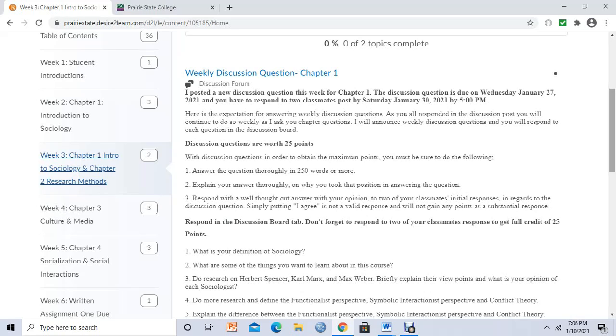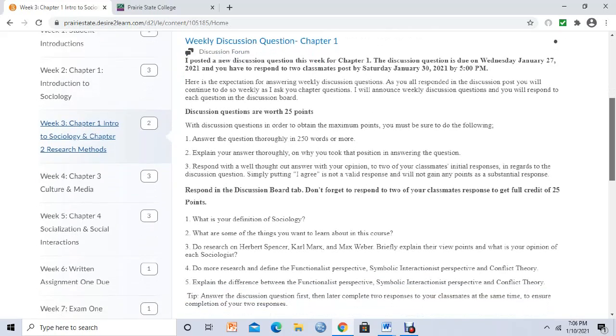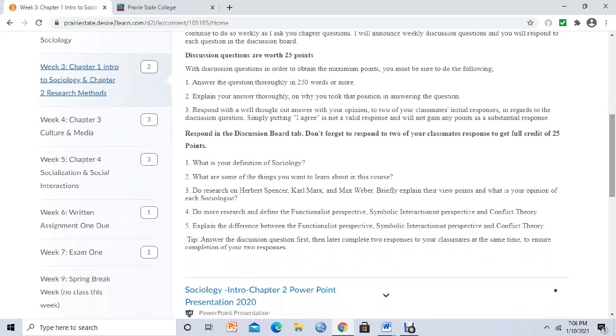So here's the expectation for answering weekly discussion questions. You respond in the discussion post. You do it every week as I ask you different chapter questions. I'll announce weekly discussion questions, and you respond to each question in the discussion board. Now the 25 points start. With each discussion question, in order to obtain the maximum points of 25, you got to do the following. Answer the question thoroughly in 250 words or more. So you're going to give me some detailed information. Don't just try to throw something together. Give me some information on what you've learned.